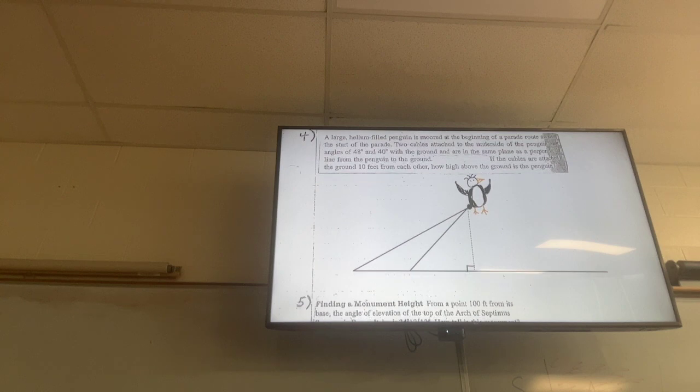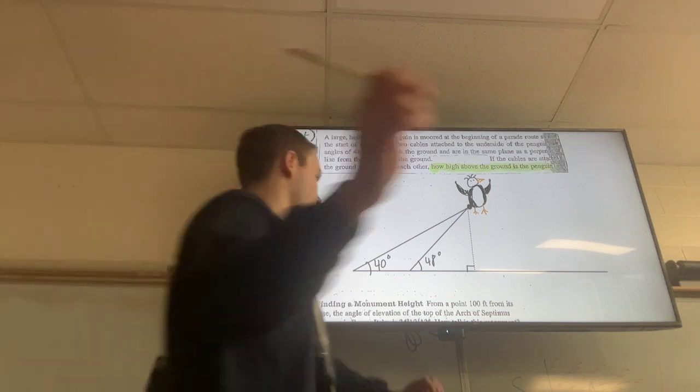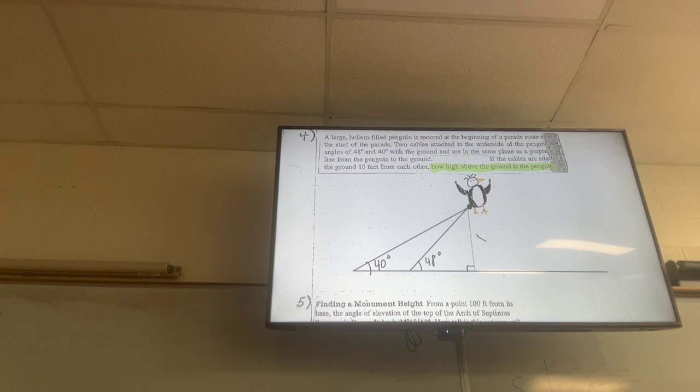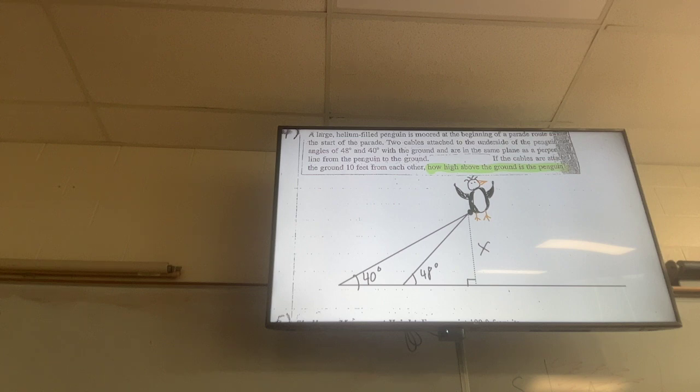Okay. So what's going on? One of the cables, the two solid black lines, one makes an angle of 40 degrees with the ground, the other one makes an angle of 48 degrees. Okay, they want to know what? They want to know how high above the ground is the penguin, so where do I put my X? Dotted line, that's going to be my X. Okay. And then we need some more information, right? The cables are attached to the ground 10 feet from each other, so that's 10 right there.